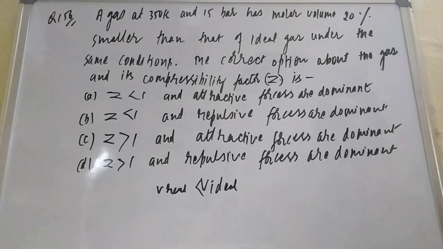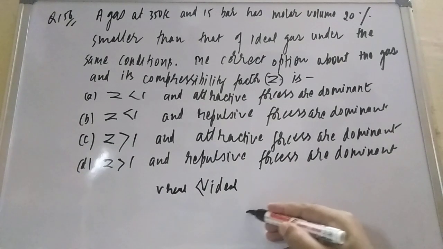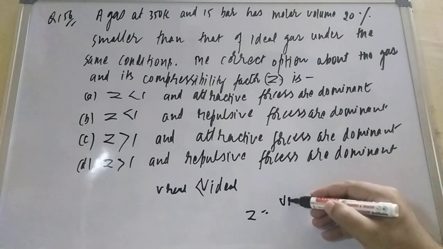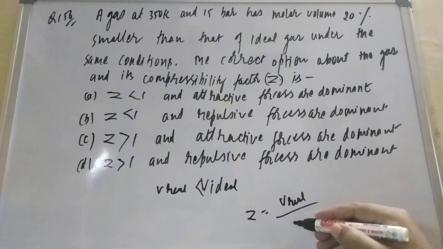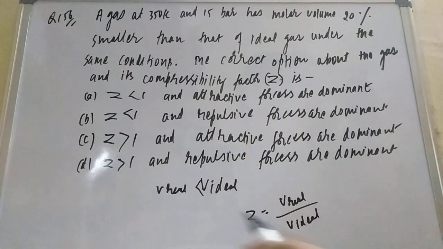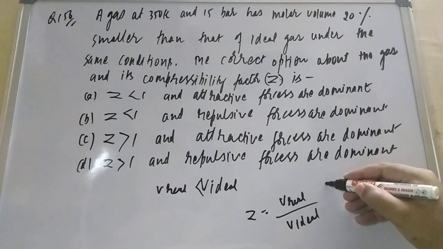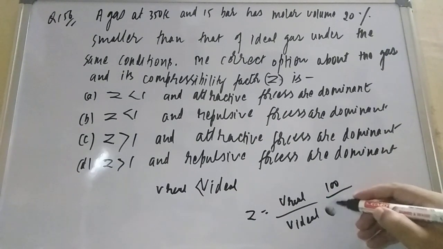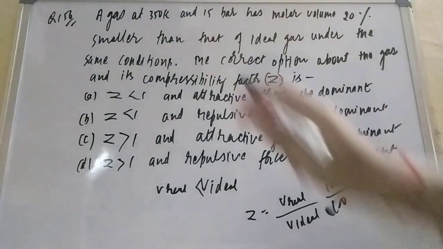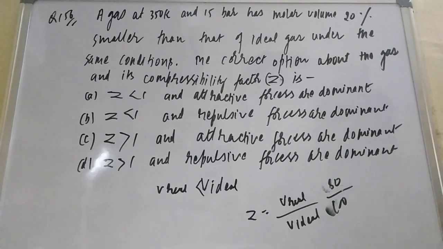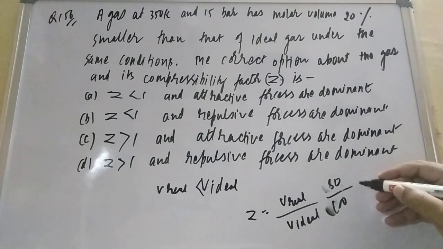So Z is equal to what, student? Z, the compressibility factor, is V real upon V ideal. Of this, V real is less and V ideal is more. Suppose V ideal is 100, so it is 1; if it is 20% smaller, it will be 80. And when you calculate this, the value will come 0.8.